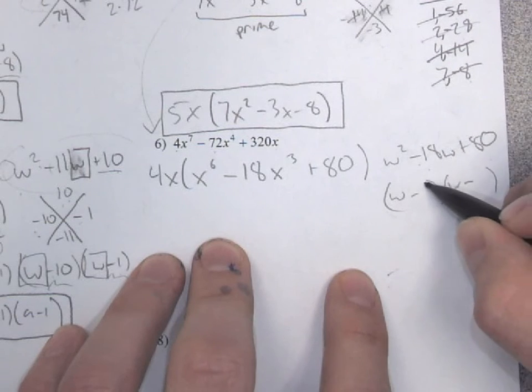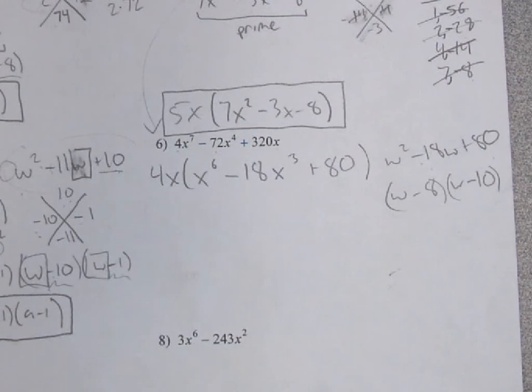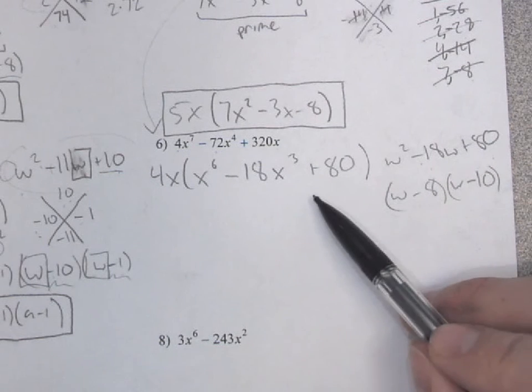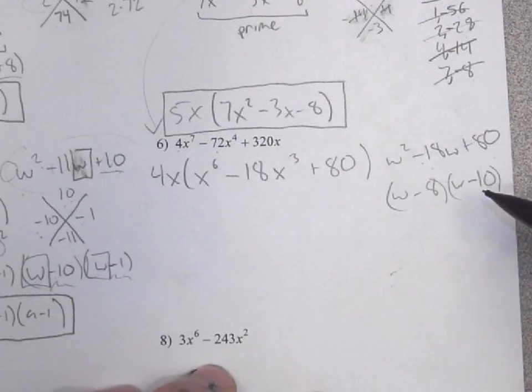And it looks like it's going to be 8 and 10. Right. All right, so this guy here is not going to factor exactly the same, but it's definitely going to be similar. I'm going to have a minus 8 and a minus 10 for sure. So let's take a look at that.